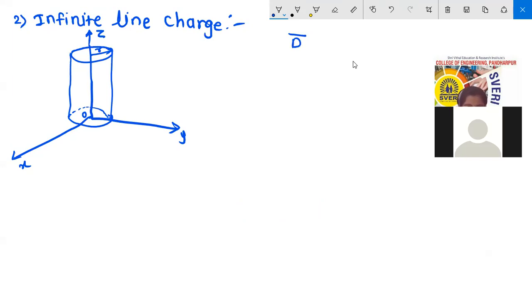So for this case, we are considering a small section of this cylinder. Now we are finding this charge for an infinite line charge, meaning when an infinite line is placed. So consider this z-axis. I am darkening this line. Consider this z-axis as an infinite line.